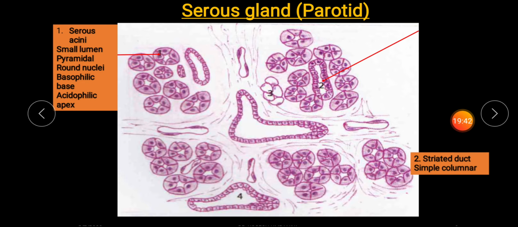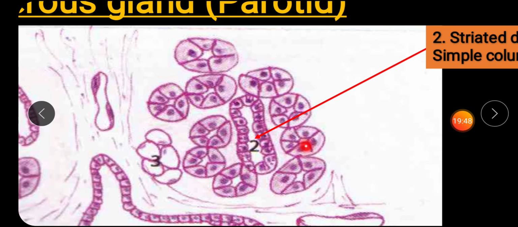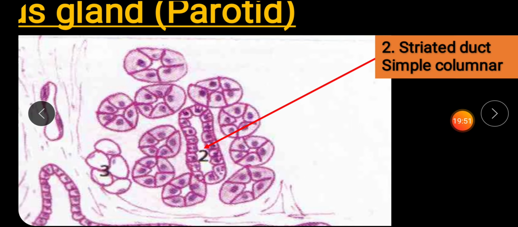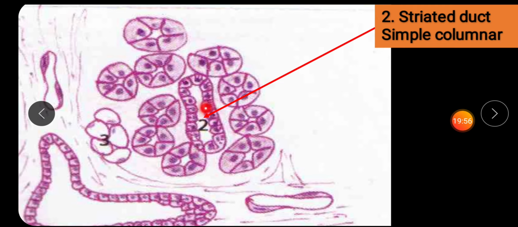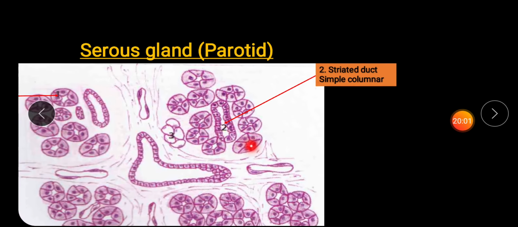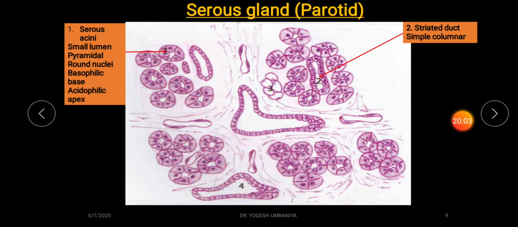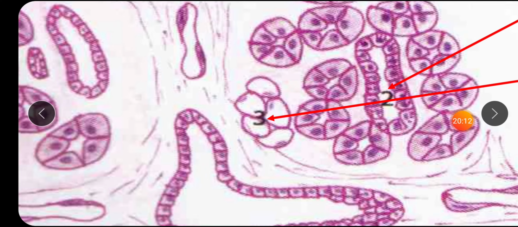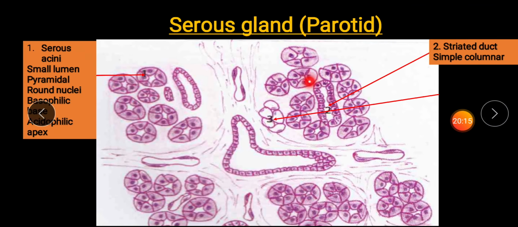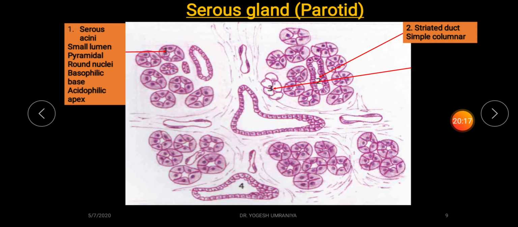Number 2, this is the duct that is surrounded by the various acini. You can see the acini surrounding one duct. This duct is the striated duct, having simple columnar type of epithelium. Next one, the signet ring cells. You can see this area, signet ring cells, having a characteristic appearance, and that structure is the adipose tissue.